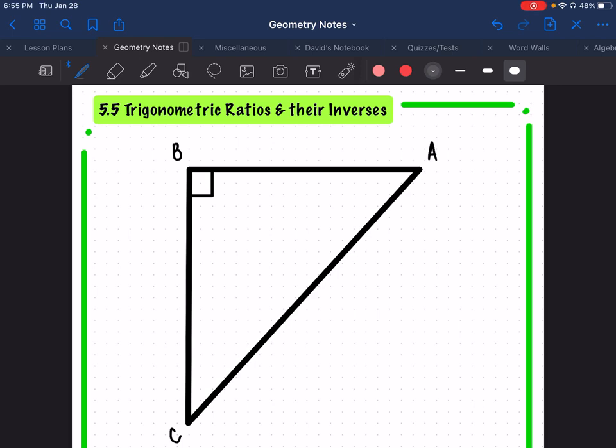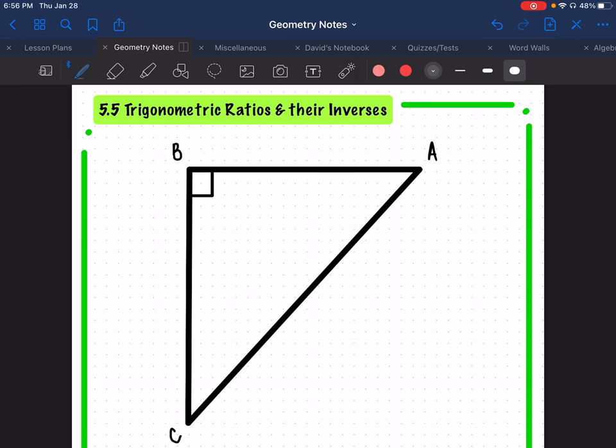Today's lesson is 5.5, trigonometric ratios and their inverses. Before we go ahead and learn about our three trig ratios today, we need to learn how to label our right triangles so that we can use one of our trig ratios.